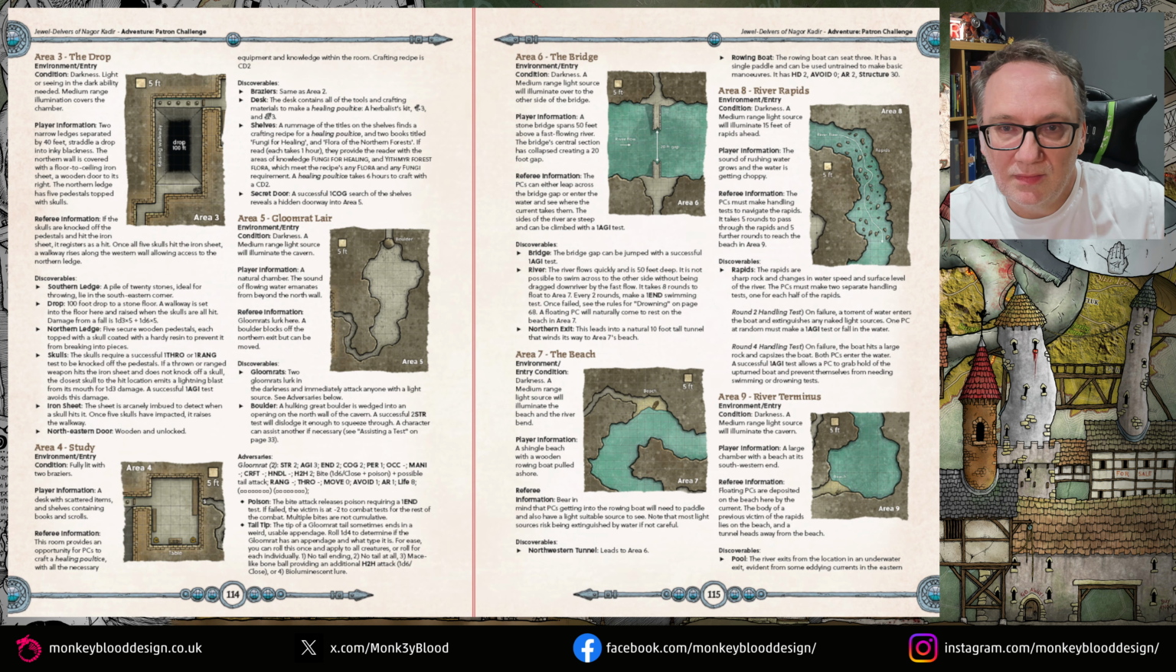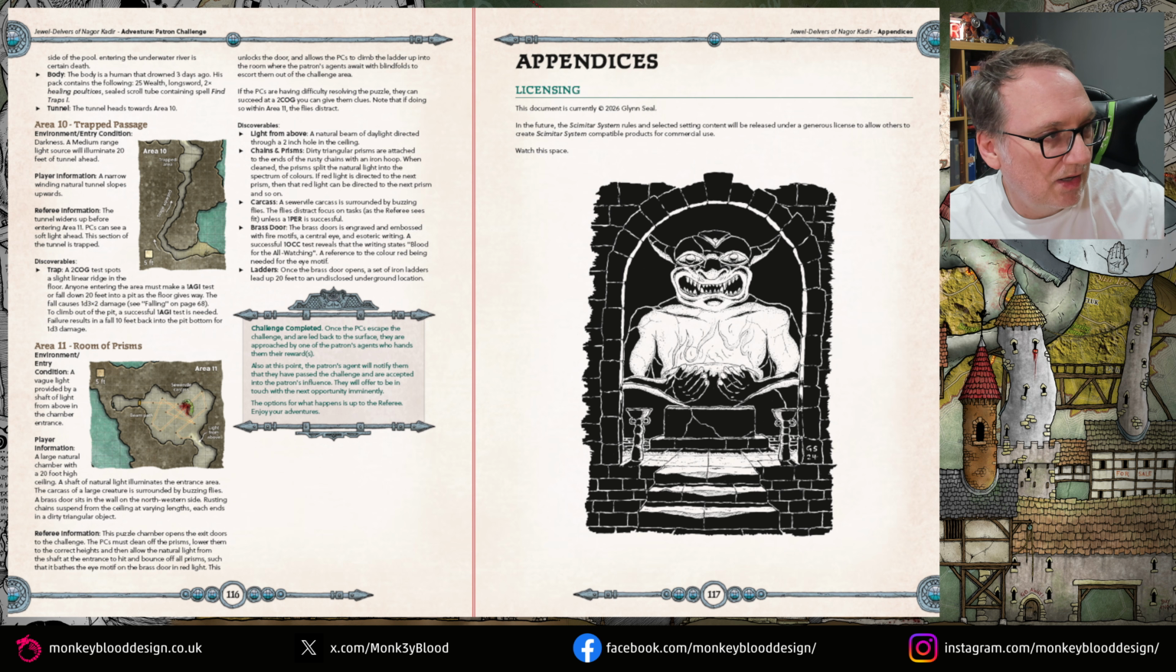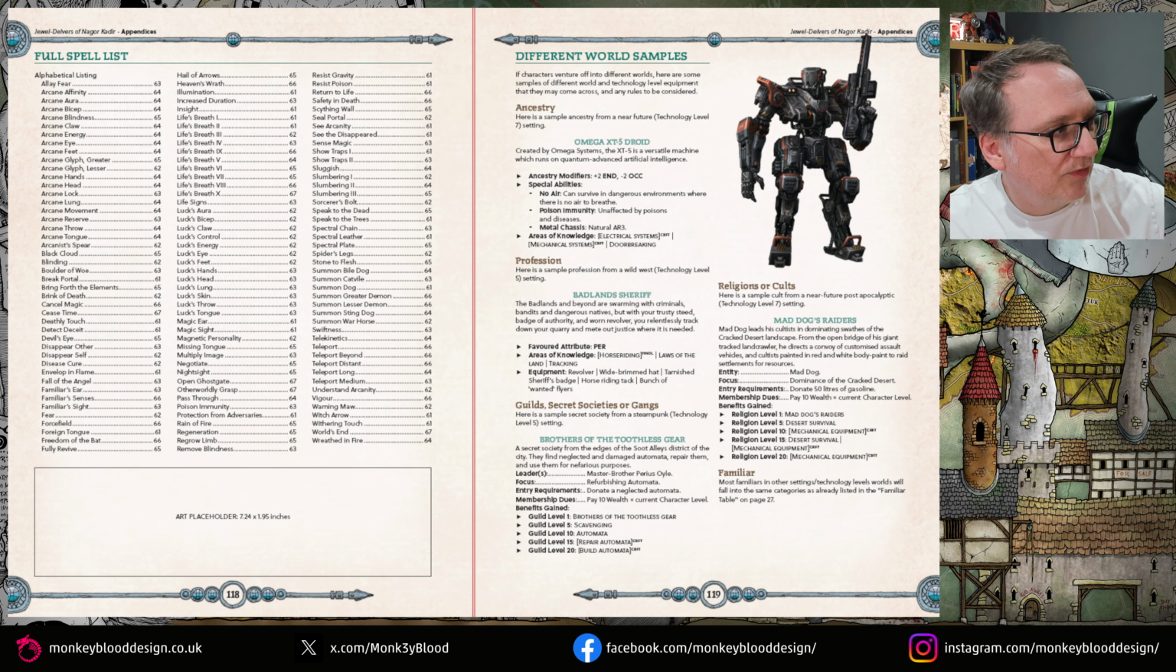So that was the adventure appendices. There's going to be a license for this, so anybody can write for it and publish their own material for free. I mean, it just seems that that's the way these days, and it encourages the game along. Full spell list there at the back, hyperlinked. And so this is some different world samples. It's showing how things would be in other settings and still work with all the core rules.